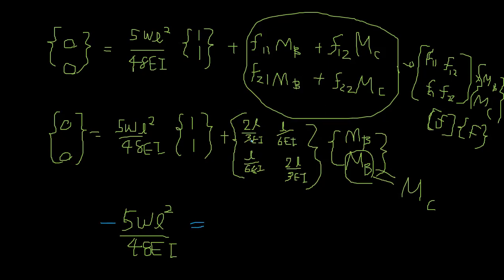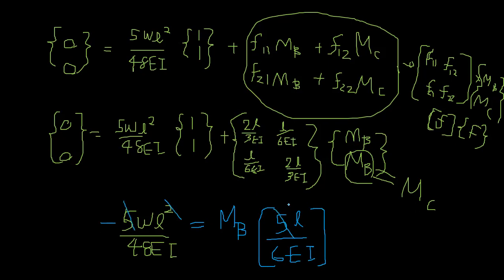So 2L over 3EI into MB plus L over 6EI into MB. So that's going to be MB into, so 6EI, 4EI, 5L over 6EI, right? So 5 is getting cancelled, L is getting cancelled, EI getting cancelled, 8. So MB is going to be, it's going to be how much?